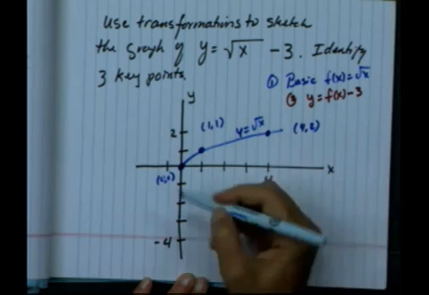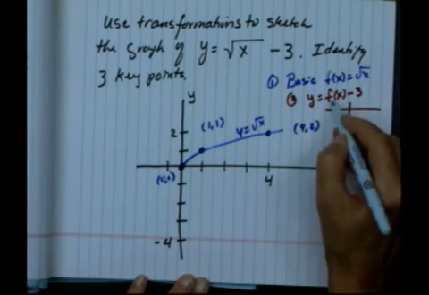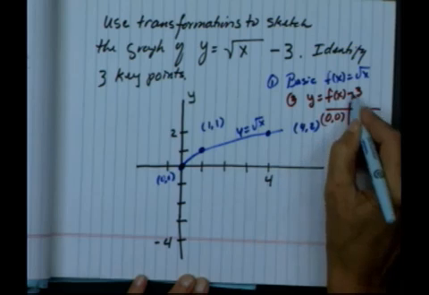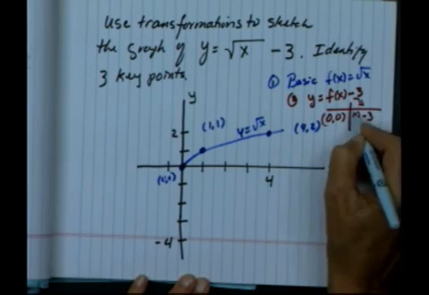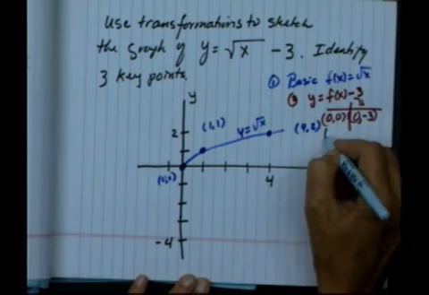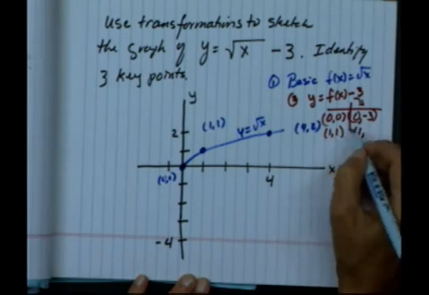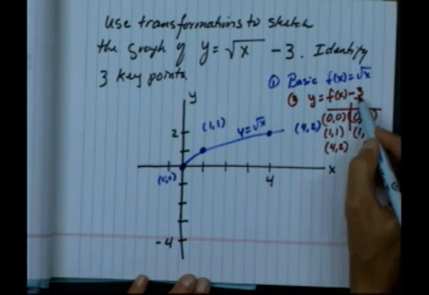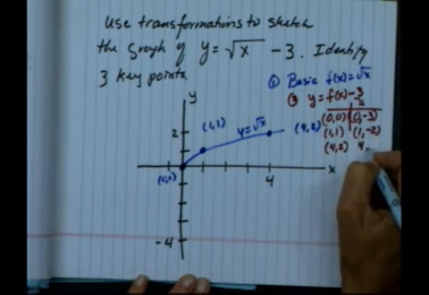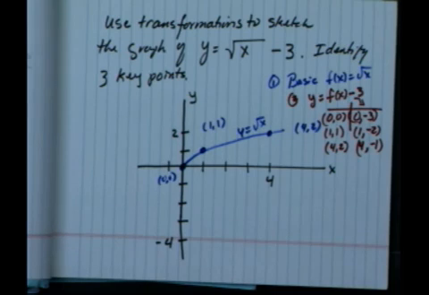Okay, so if we just follow that, we had the point 0, 0. If we're going to subtract 3 from that, the next point should be 0, negative 3, because we're going to subtract 3 from the y's. We had the point 1, 1. If you subtract 3 from that y value, you'll have 1, negative 2. And we had the point 4, 2. If we subtract 3 from the 2, we will have 4, negative 1. Right? Isn't that what we're expecting? Because it's only affecting the y values.